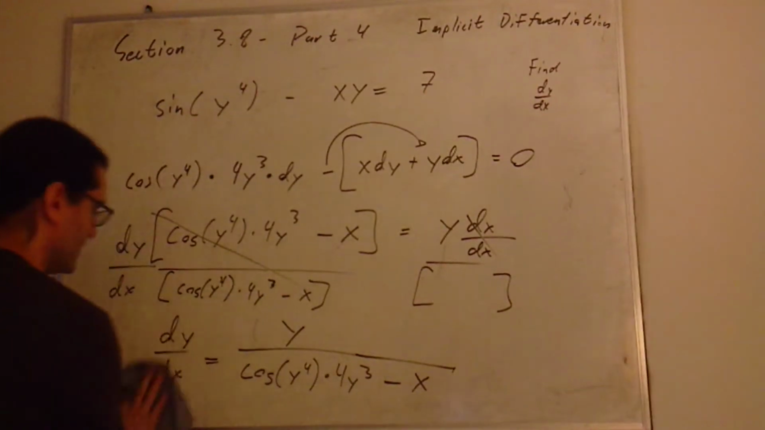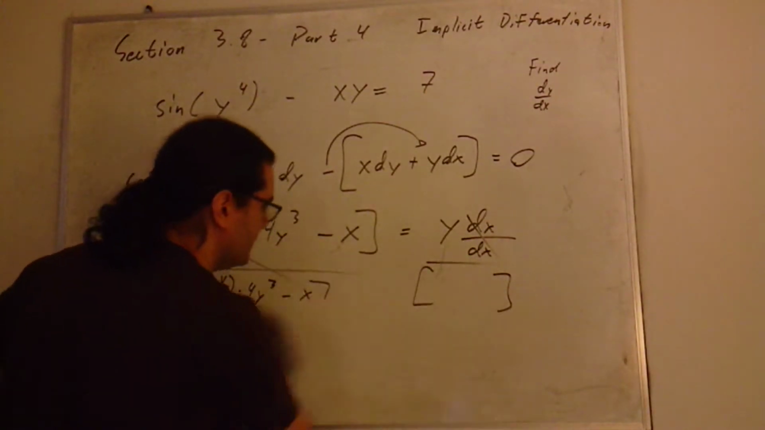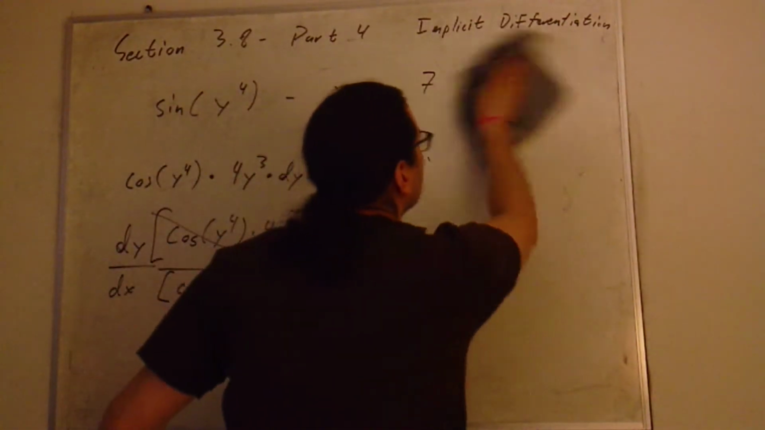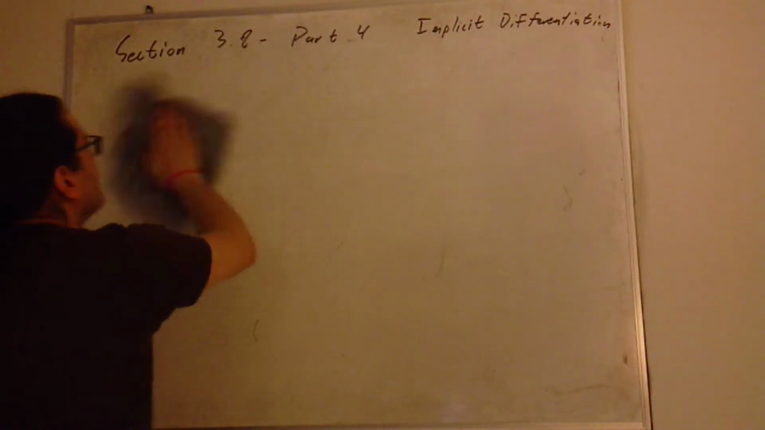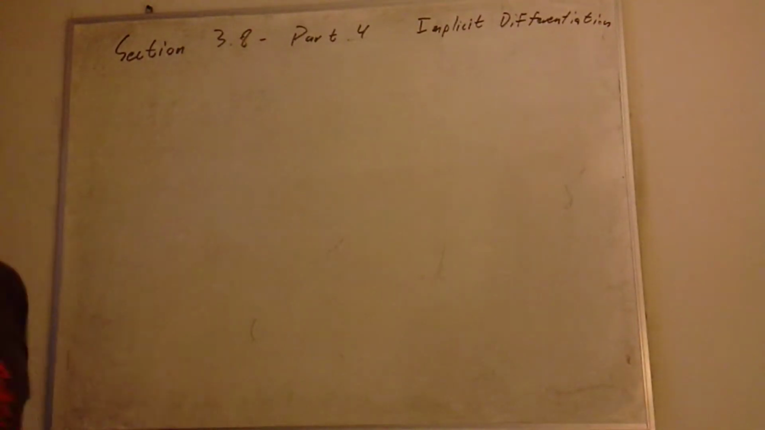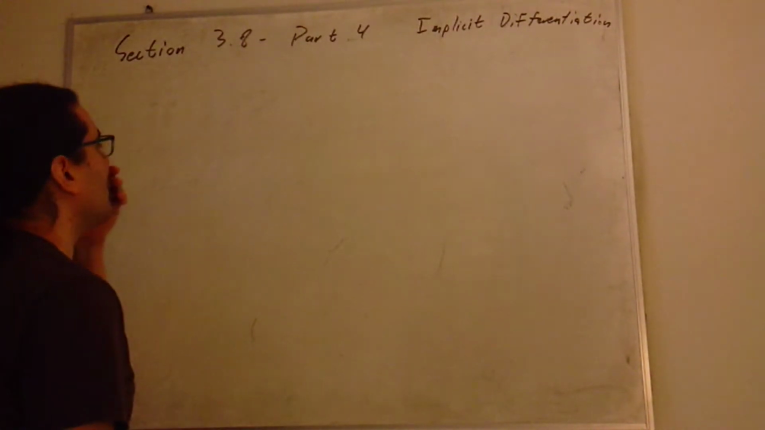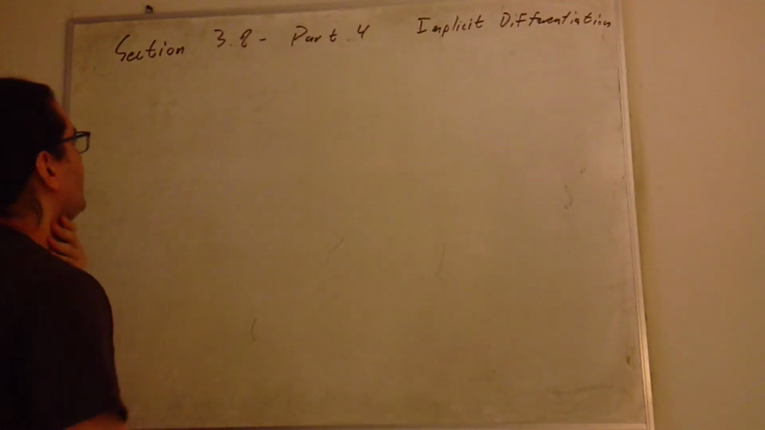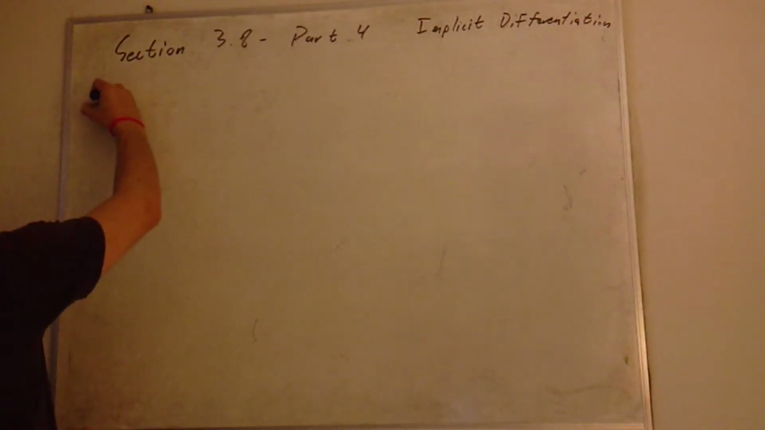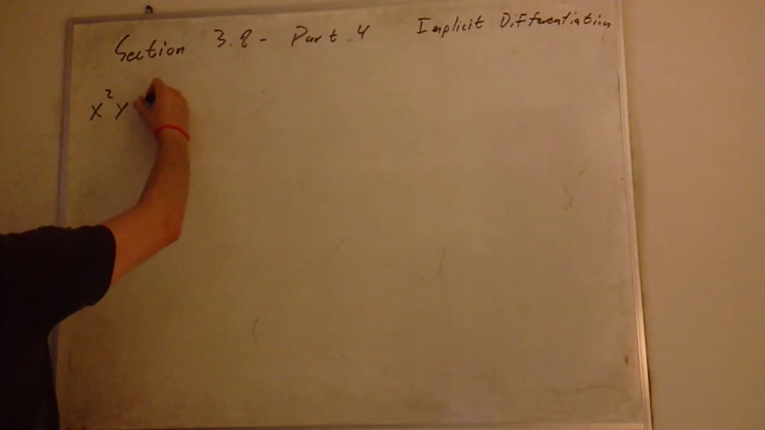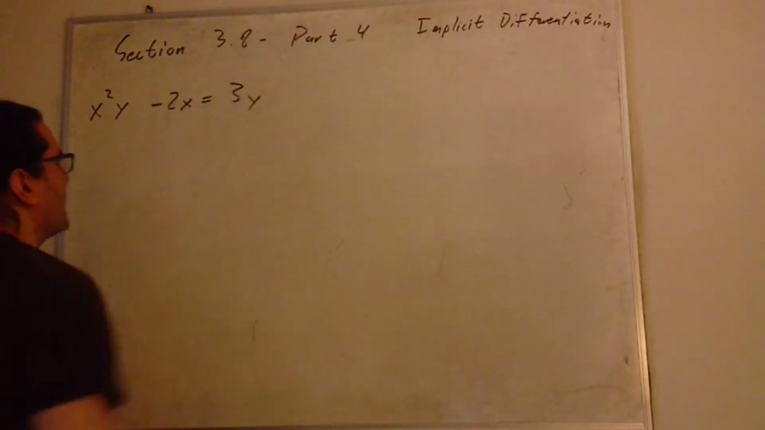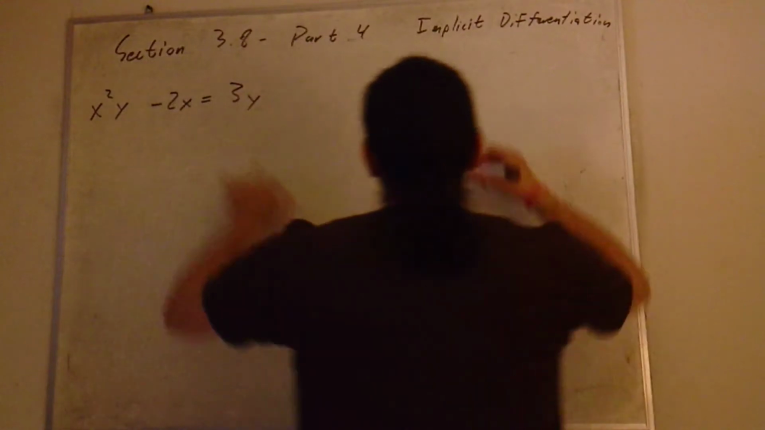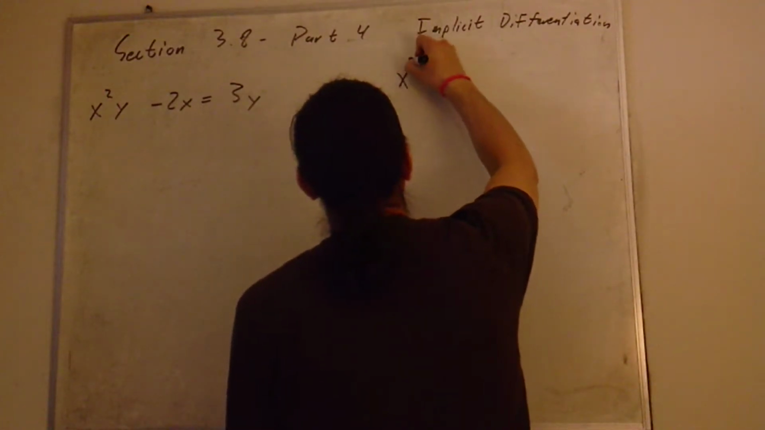Next on the agenda is a discussion of the difference between my technique and the book's technique. For that, I'll do something pretty simple. x squared y minus 2x equals 3y. Here's an implicit function. I'm going to write it twice.